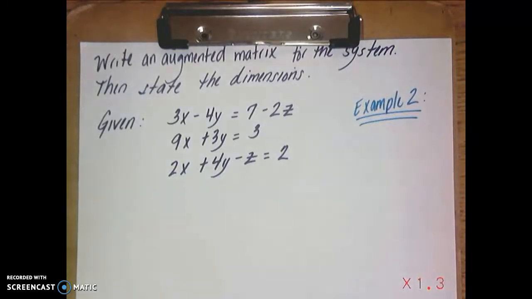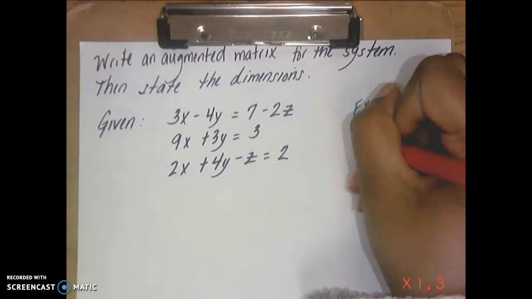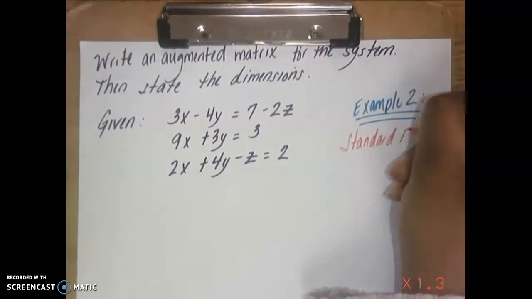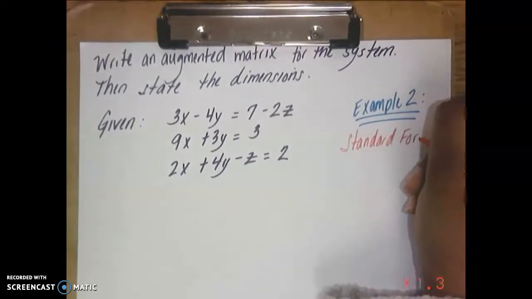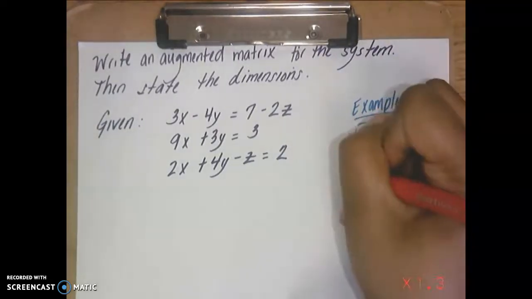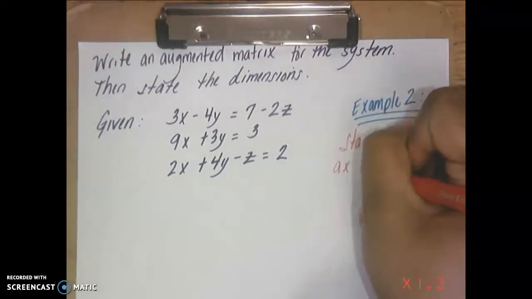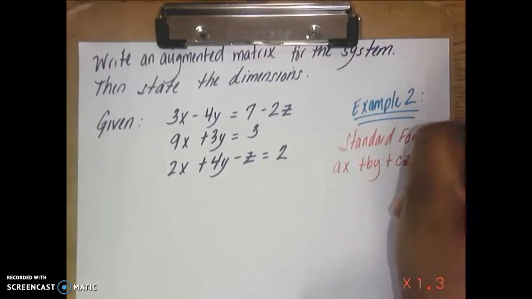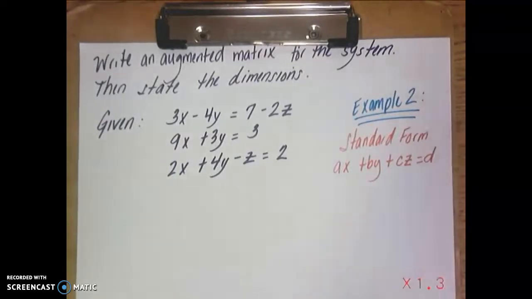Just like a minute ago, what I want to point out here is that standard form for a 3-variable linear equation is going to be ax plus by plus cz equals d. So we're still going to go in order as far as our variables.